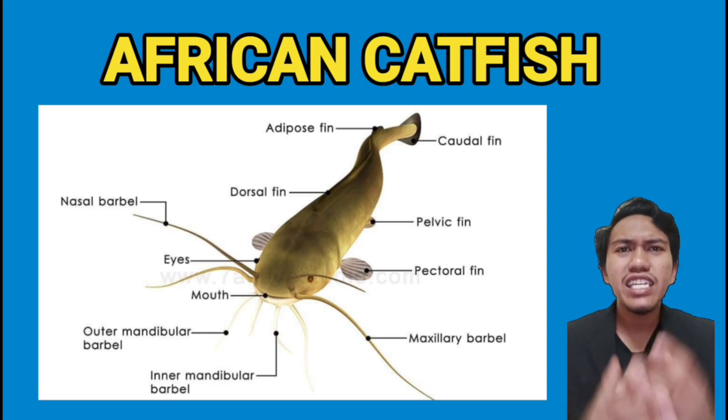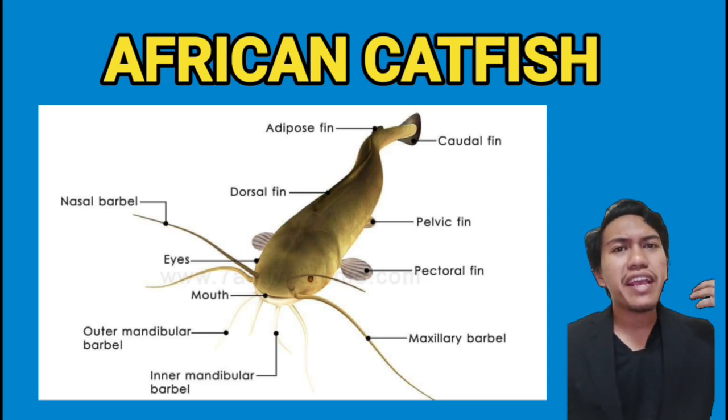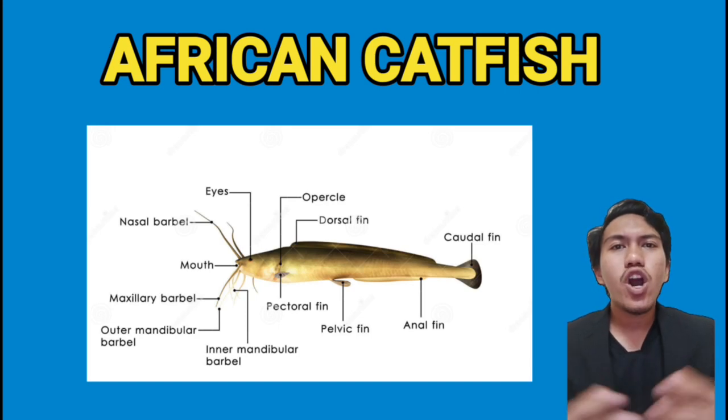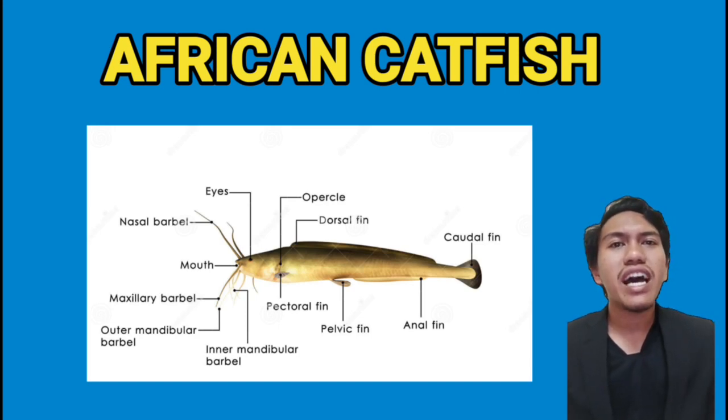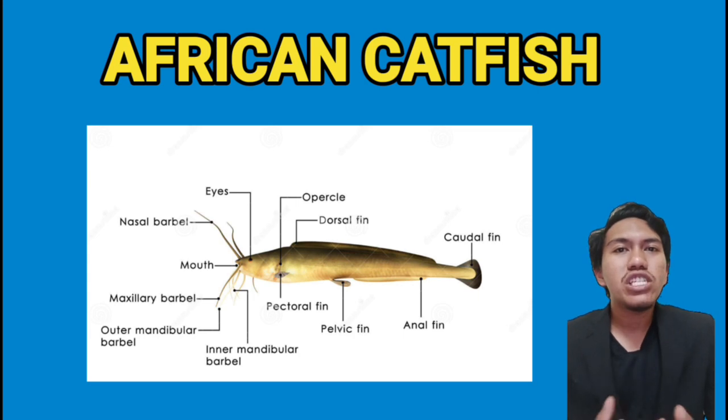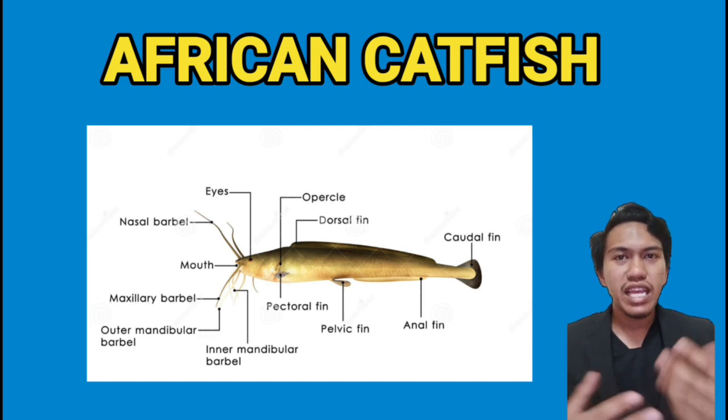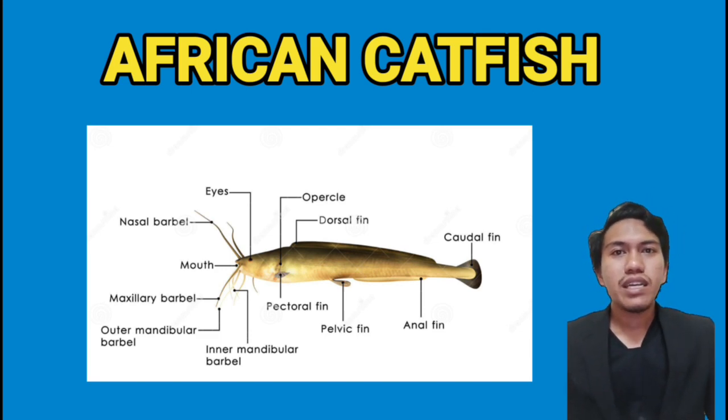The catfish has a single dorsal fin on its back, followed by a series of smaller spiny rays. And the African catfish has a long anal fin on its ventral side, which helps with stability and maneuvering. And the pectoral fins are positioned just behind the gills and are used for steering and braking. The caudal fin or tail fin is deeply forked and provides propulsion for swimming.